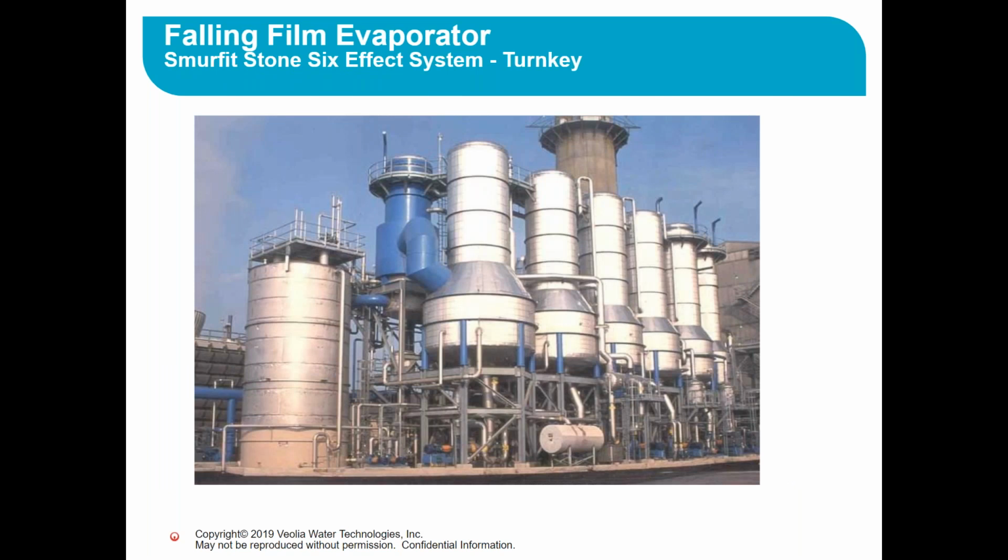And then one of the North America mills is Smurfit Stone in Hopewell, Virginia, a 6-effect system with a concentrator and a foul condensate stripper, and an ash treatment system there also.